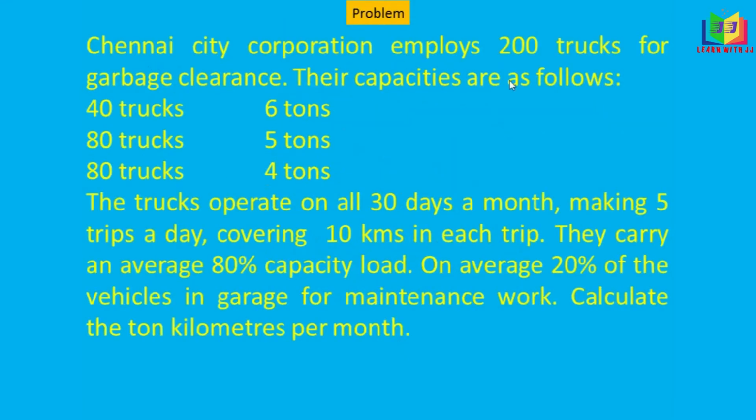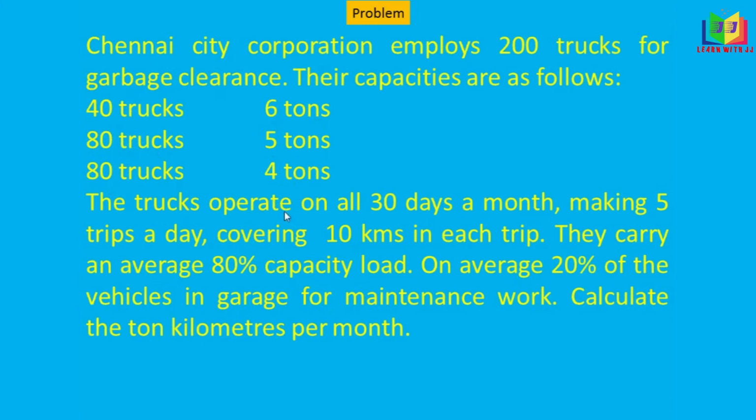Chennai City Corporation employs 200 trucks for garbage clearance. Their capacities are as follows. The 200 trucks are of three capacities. The first one is 6 ton capacity, that is 40 trucks; 80 trucks are of 5 ton capacity; and 80 trucks are of 4 ton capacity. Totally 200 trucks with 3 different capacities.